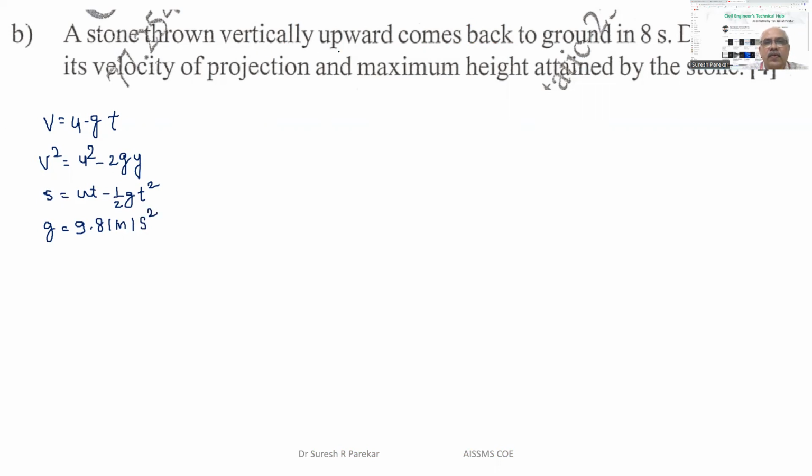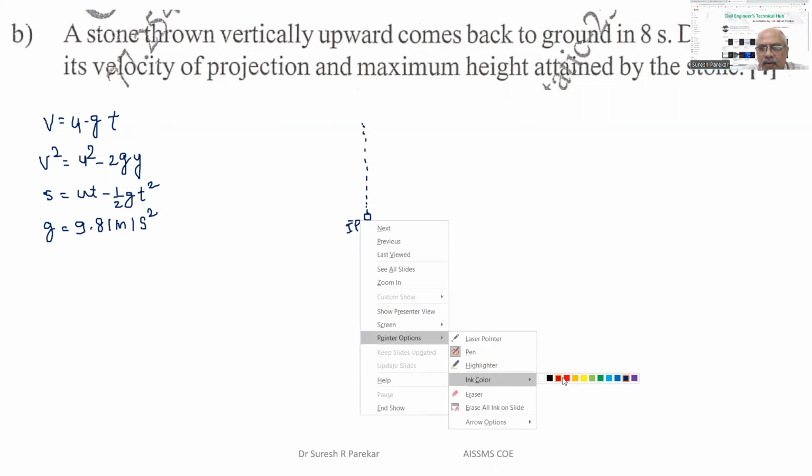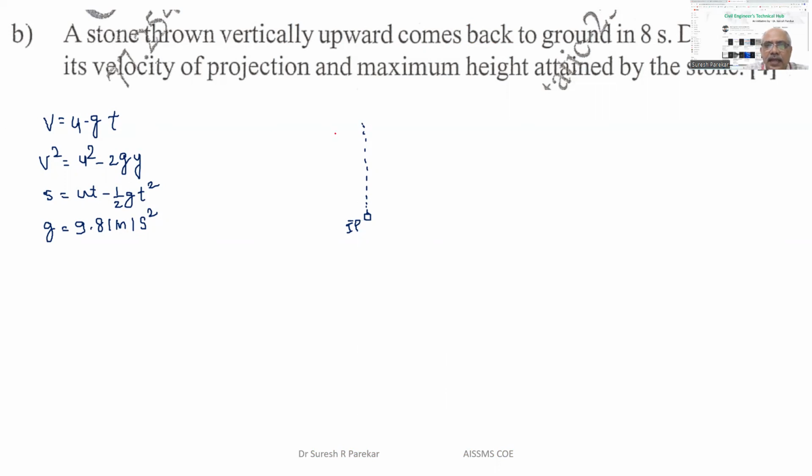So a stone thrown vertically upward comes back to the ground in 8 seconds. Now try to understand the problem. This stone will go up, so this is my initial position. And then I will change the color. It will come down and again be on the ground. We have the same path actually. To understand, I have shown this. So this is the final position.